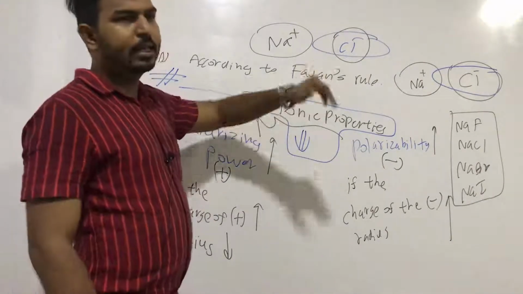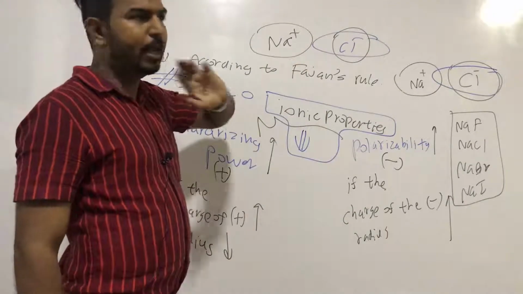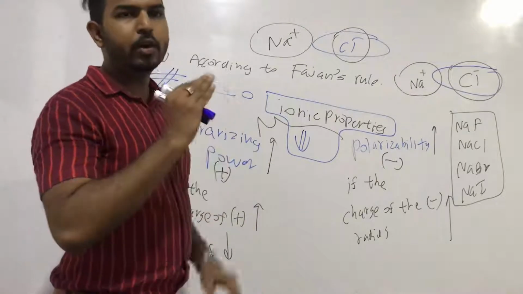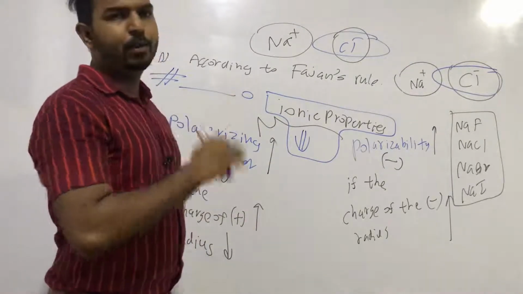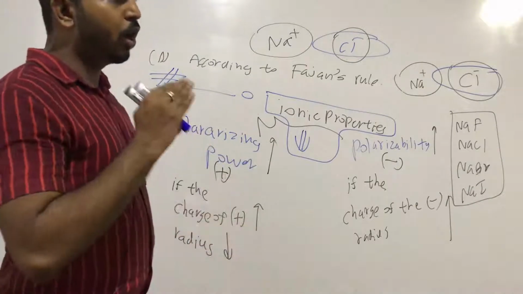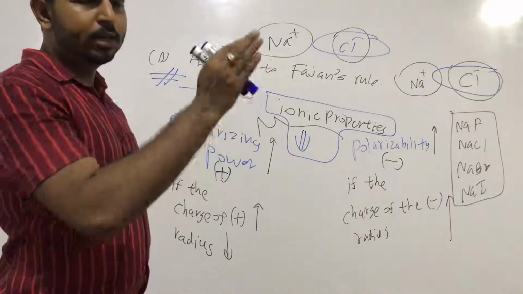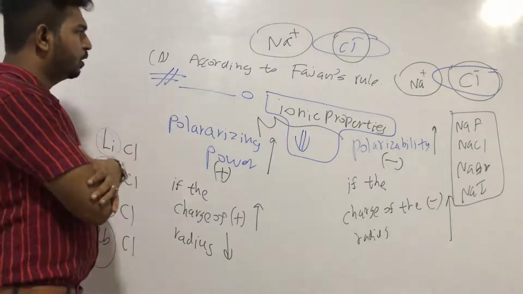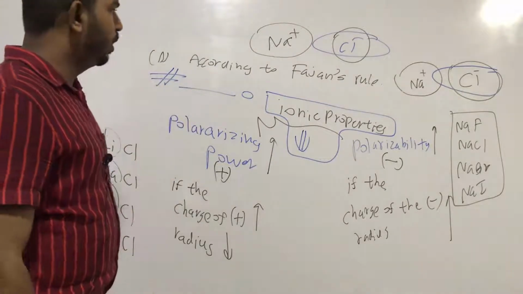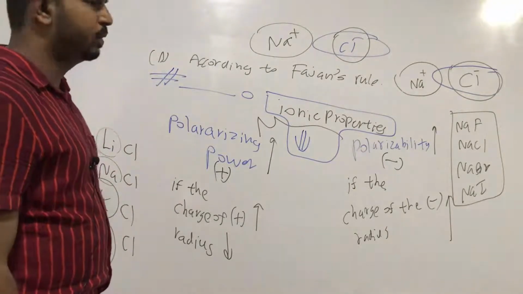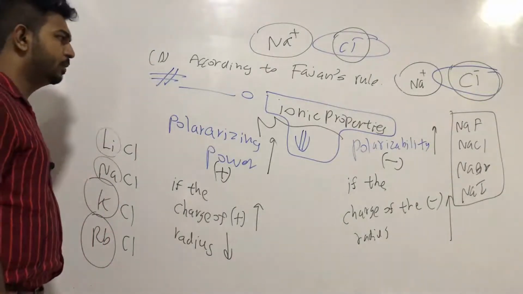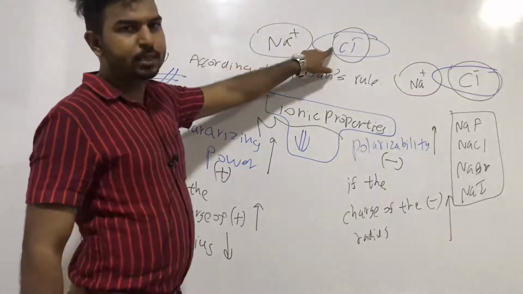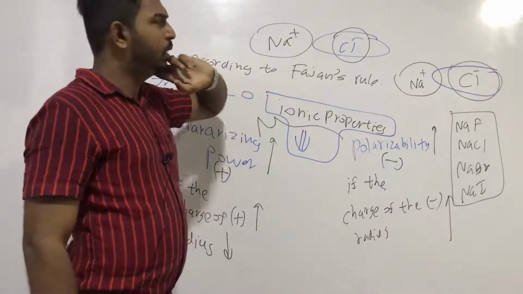When polarizability decreases, ionic properties increase. That means these two ions should be in spherical shape to show qualitative ionic properties. Otherwise, they will show covalent properties when the electron cloud is distorted or it forms a distortion. So put the topic: according to Fajan's rule. Please draw this picture.